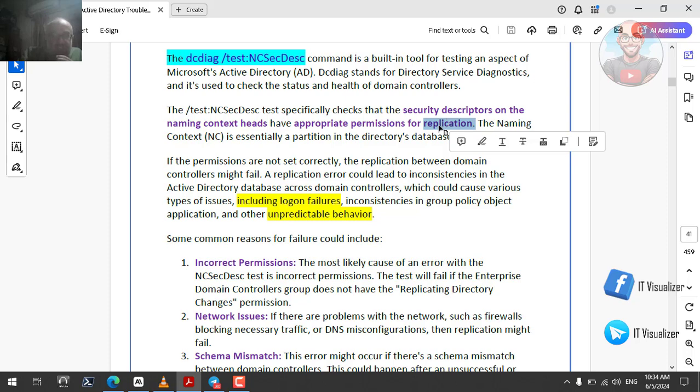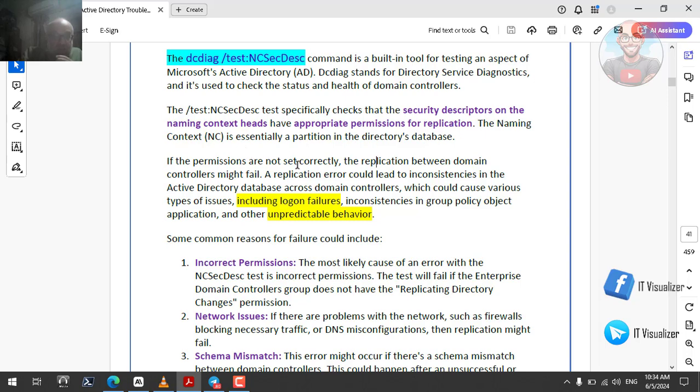As we can see here, it's clearly stated that these permissions are related to the replication process. But here he didn't include the groups that have these permissions on the Active Directory database. It was stated in the DCDIAG official documentation provided by Microsoft. The naming context is essentially a partition in the Active Directory database.